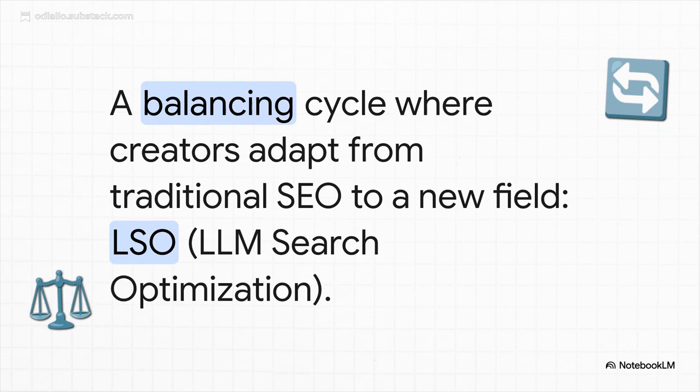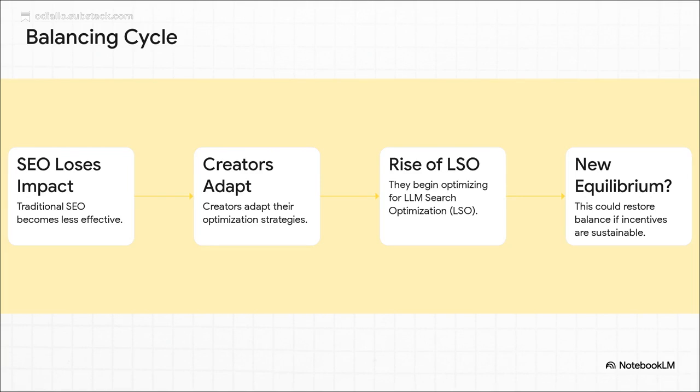But the system isn't helpless. It adapts. And this brings us to our 4th loop, a balancing cycle. This is where the system tries to find a new equilibrium, a new normal. So as traditional SEO, search engine optimization, becomes less effective, smart creators aren't just throwing in the towel. They're adapting. They're figuring out how to optimize their content so that AI models can easily understand and surface it.